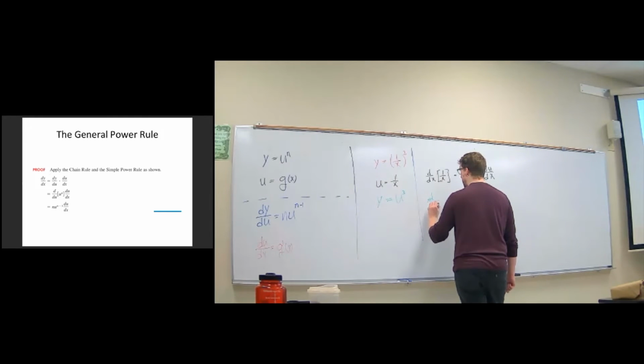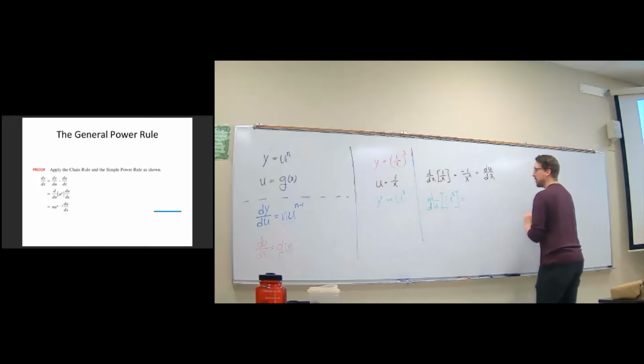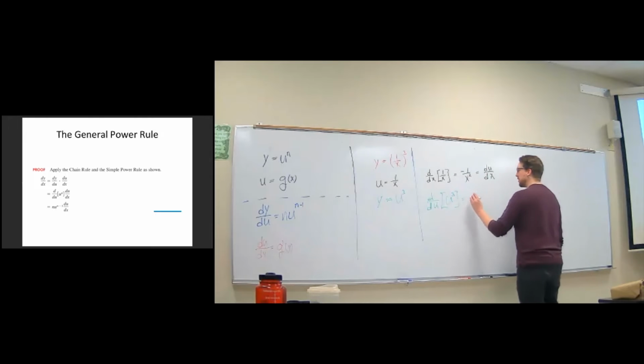dy/du, well, that's the derivative of u to the third, right? So this, by the power rule, is just going to be 3u squared. This is dy/du.